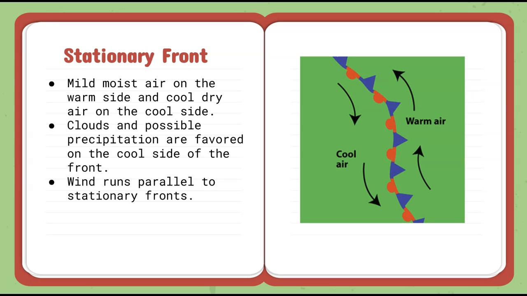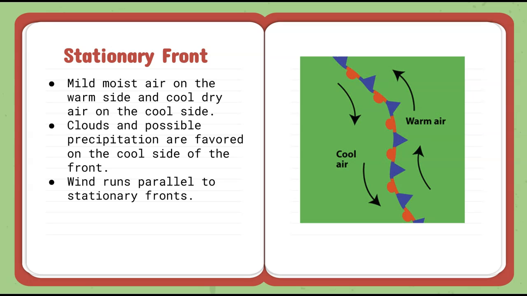A stationary front is quite simple. It's when two air masses meet, but neither one overtakes the other. What ends up happening is mild, moist air is on one side of the front, the warm front side, and cool, dry air is on the cold front side. And neither one overtakes the other. Clouds are possible with stationary fronts, and precipitation is possible as well.